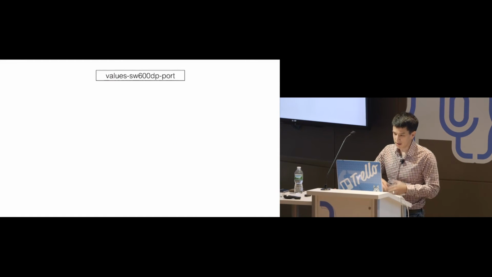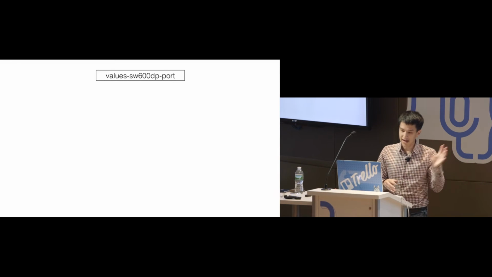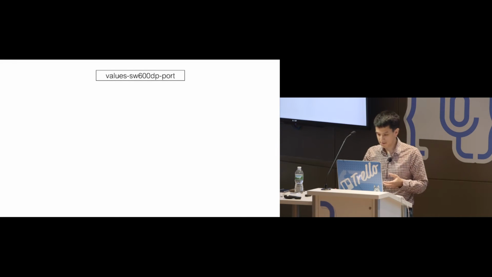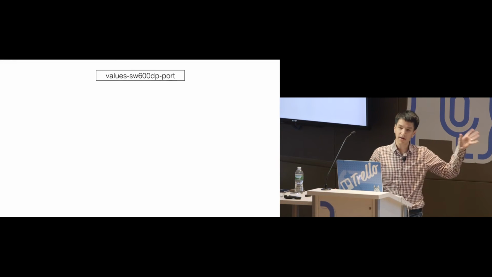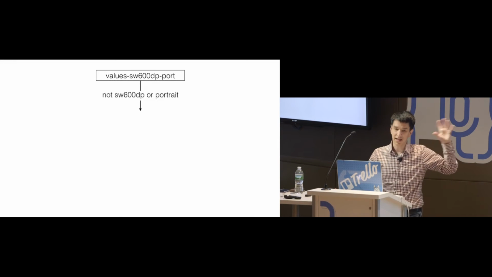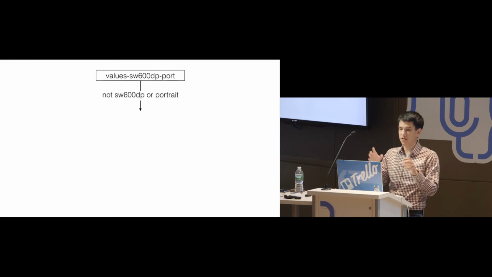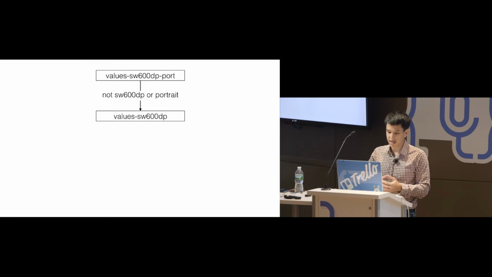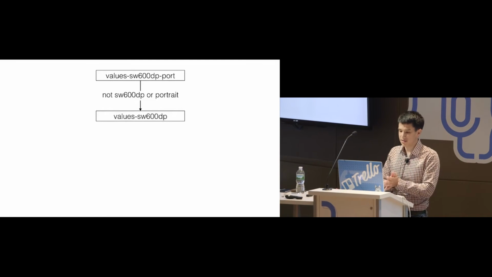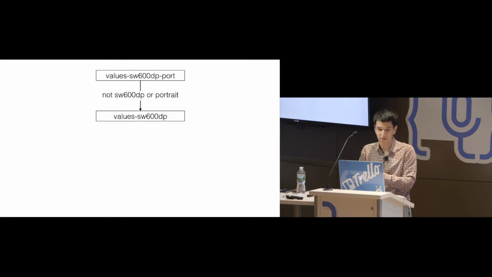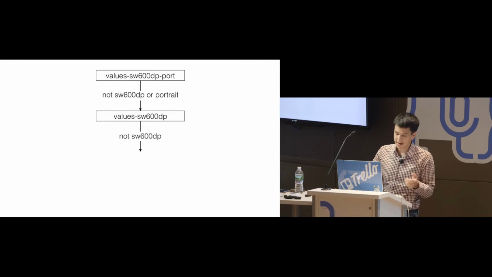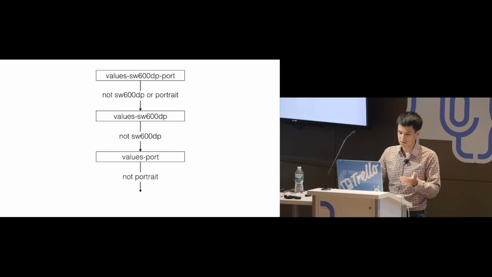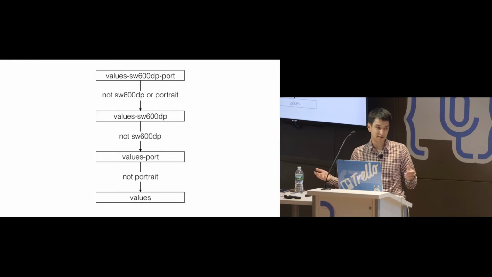So imagine that I have this values-sw600dp-port. That has 2 qualifiers, and so it would pick from there if it had those 2. But imagine it doesn't, it's either not in portrait or it's not that wide. So now I'm going to check to see if values-sw600dp works. Oh, it turns out it's not that. I'm going to go check if values-port works. And if it's not in portrait, then it'll fall back to the default value.